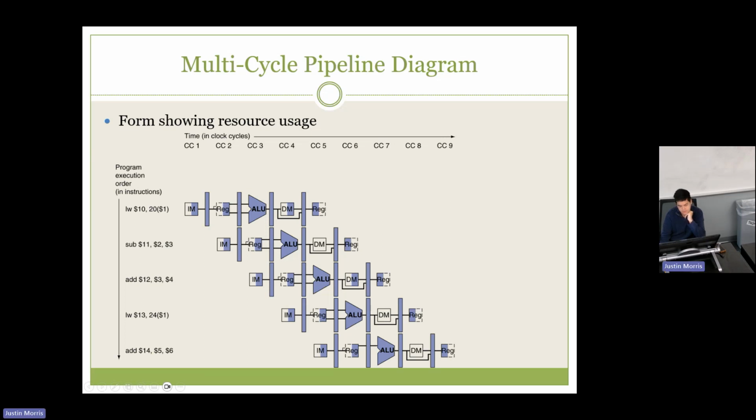So now the next instruction can be fetched at the same time. Okay, so clock cycle 2, we have 2 instructions, one in decode, one in instruction fetch. Clock cycle 3, load word is in execute, subtract is in decode, and add is in fetch. Clock cycle 4, load word is in memory, subtract is in execute, add is in decode, and second load word is in instruction fetch.